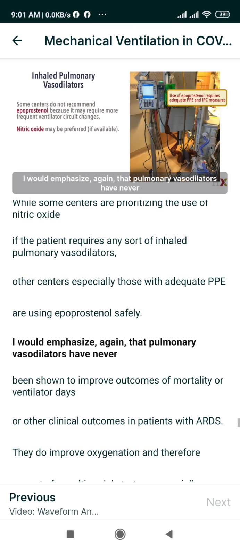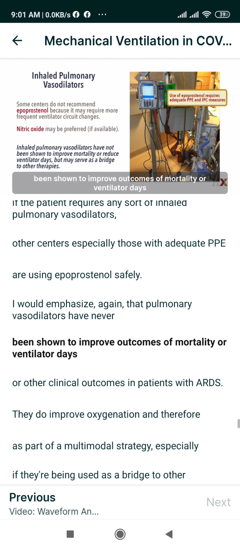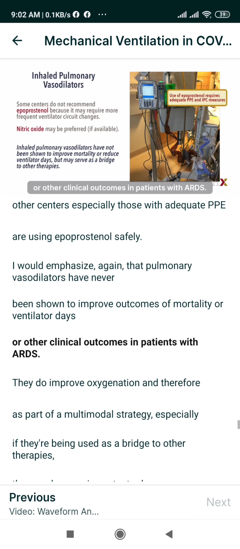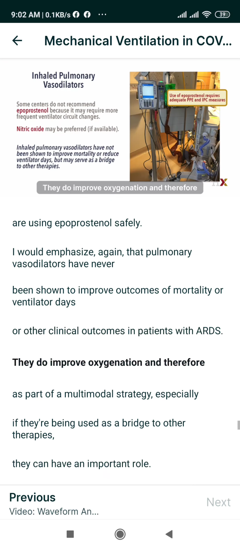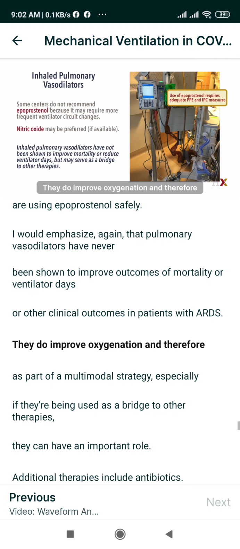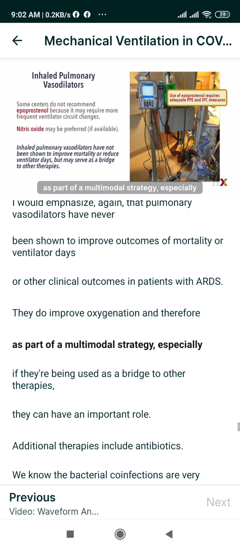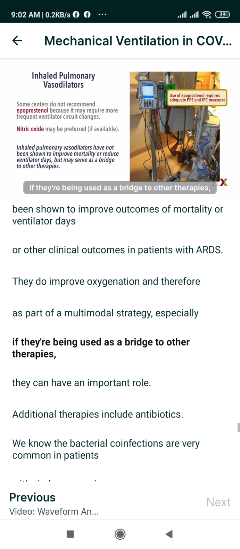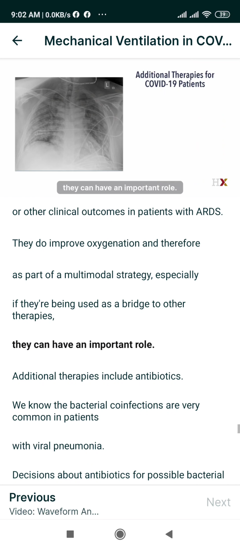I would emphasize again that pulmonary vasodilators have never been shown to improve outcomes of mortality or ventilator days or other clinical outcomes in patients with ARDS. They do improve oxygenation, and therefore, as part of a multimodal strategy, especially if they're being used as a bridge to other therapies, they can have an important role.